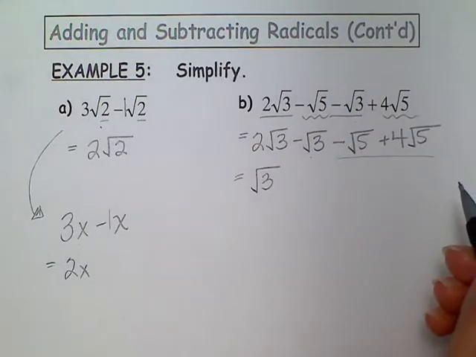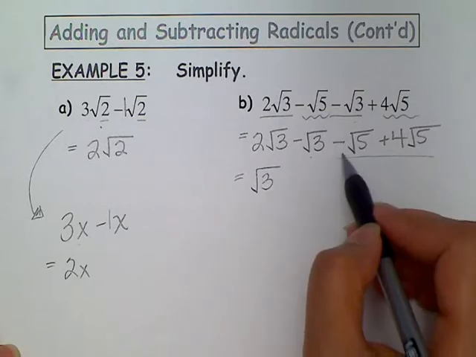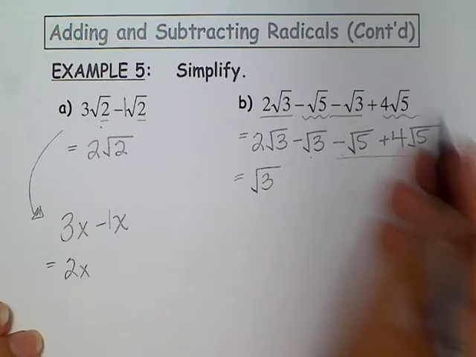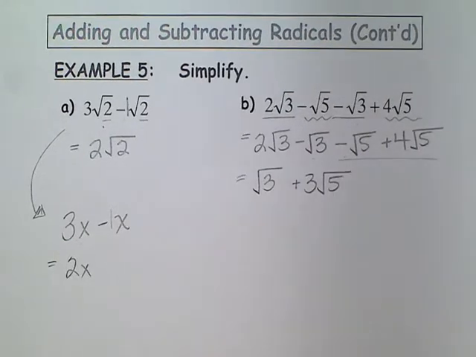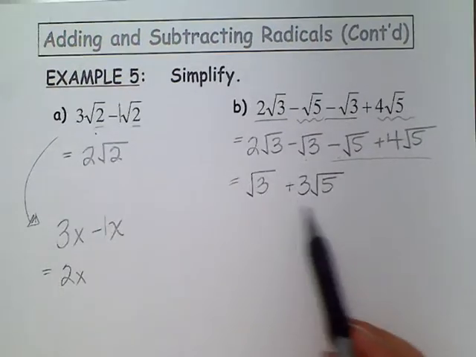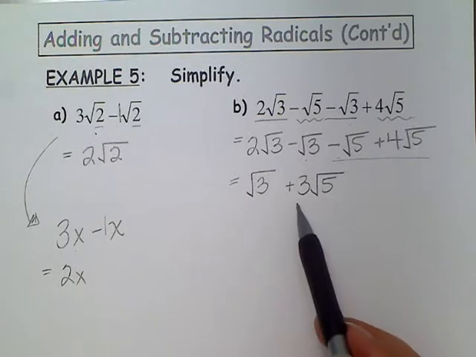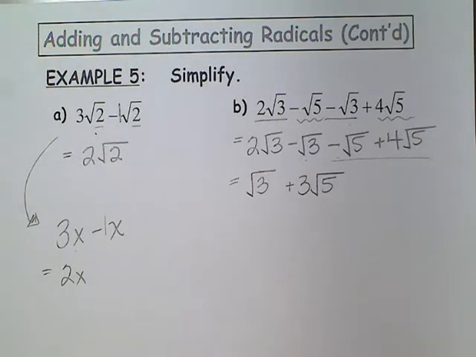And then this part here I have negative root 5 plus 4 root 5. That's like negative 1 plus 4, which is positive 3. Then I keep the radical part the same, so plus 3 root 5. And be careful here. You can't combine these any further because the radicands are not the same. So that's as simplified as it would get.